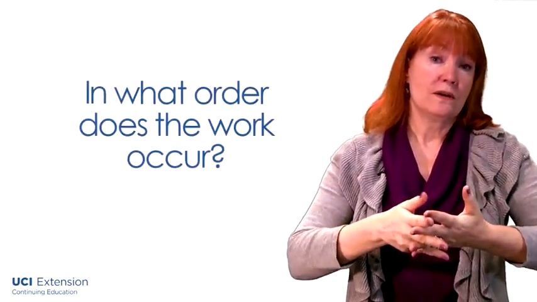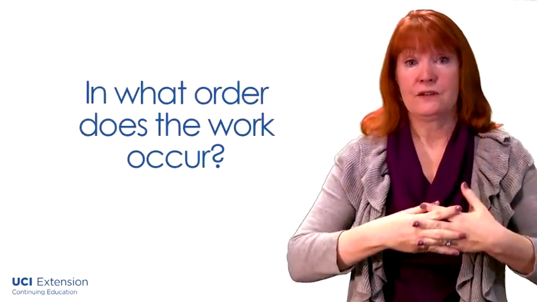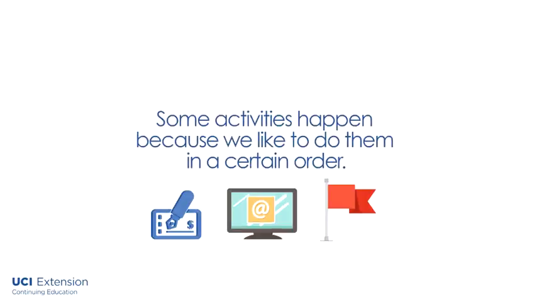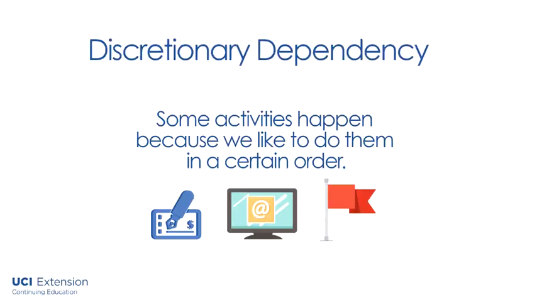To move forward with your schedule, you need to consider in what order does the work occur. You need to sequence your activities. Some pieces of work happen in a certain order because it's mandatory that they do so. For example, if you're building a house, you cannot paint the walls until those walls are actually standing. Some activities happen because we like to do them in a certain order. This is what is called a discretionary dependency.